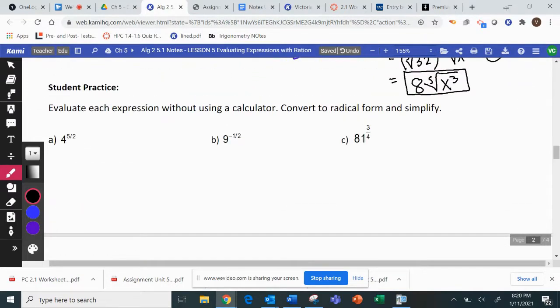So now this is called student practice. This is where you pause the video, try on your own, and then check with the video.